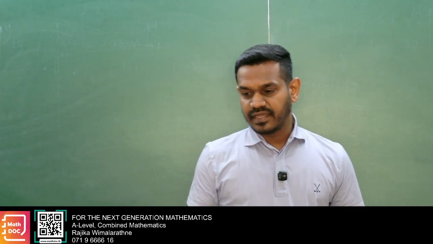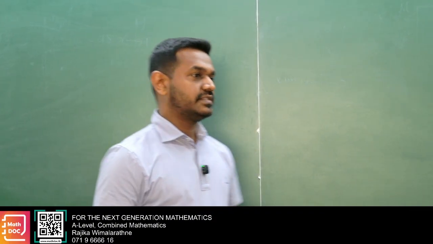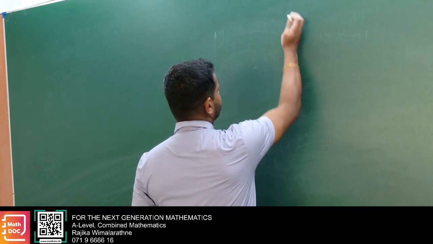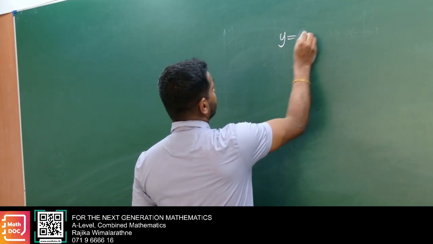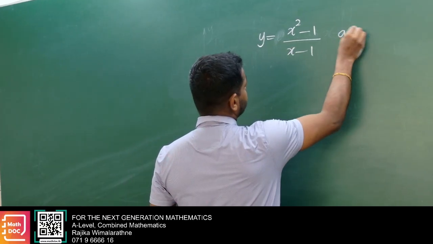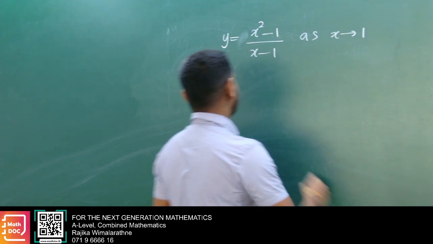Now let's do another example. See this one. You consider y equals x square minus 1 over x minus 1 as x goes to 1. Here example 2.